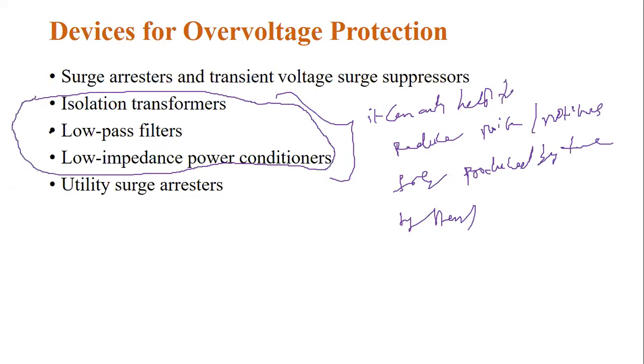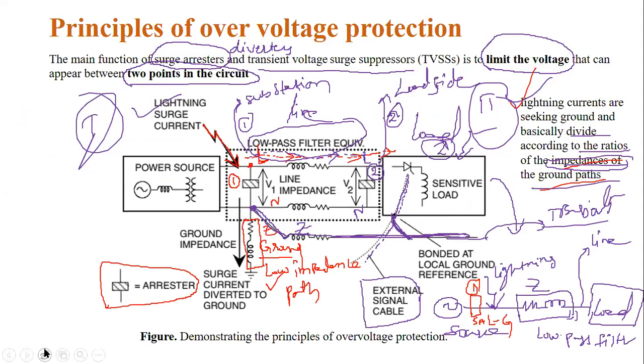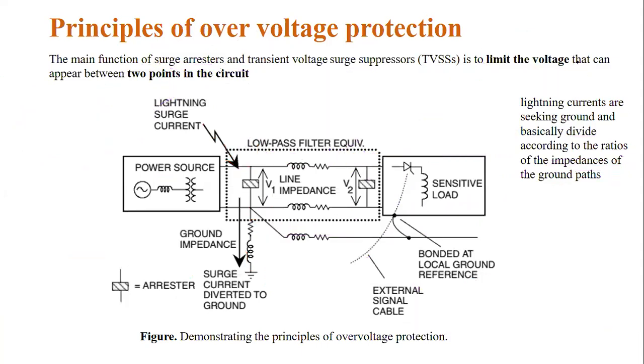Remember, these are only helpful for reducing noise, notching or high frequencies produced by the system. But the huge amount of surge currents is minimized by surge arresters or utility surge arresters. There are other devices to reduce faults like these. You can see these are some devices only to minimize the diverted currents, noise or some frequencies.